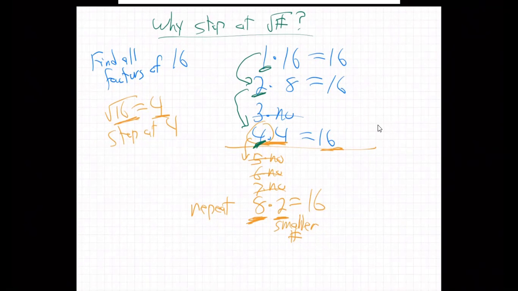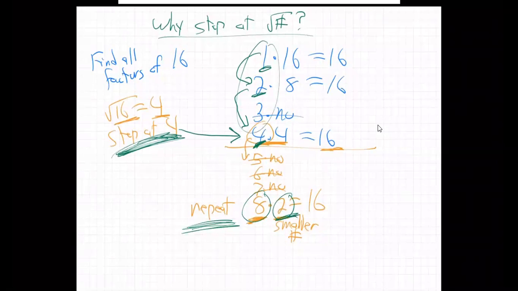So do you see that? Once you get beyond the square root number, you're multiplying by a smaller number, and you already did the smaller number. So it's just going to be repeats. Anything beyond the square root is going to be multiplying by the second number, which is always going to be a smaller number. And so you're repeating stuff you already did. There's no need to go there. The square root is the stopping point, because that's the exact same number twice that would make your number. Beyond that, you're multiplying by a smaller number, and you've already checked the smaller numbers.